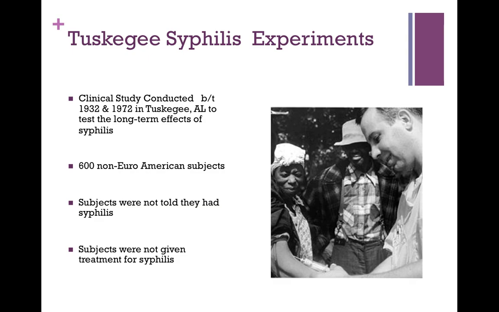And basically what was going on in these experiments is doctors were testing the long-term effects of syphilis on African Americans. And what they did is they weren't even honest with the people who were in this experiment as to why they were being tested. They told the participants that they were being tested for bad blood. But basically what they were doing is they were watching people slowly die from syphilis.